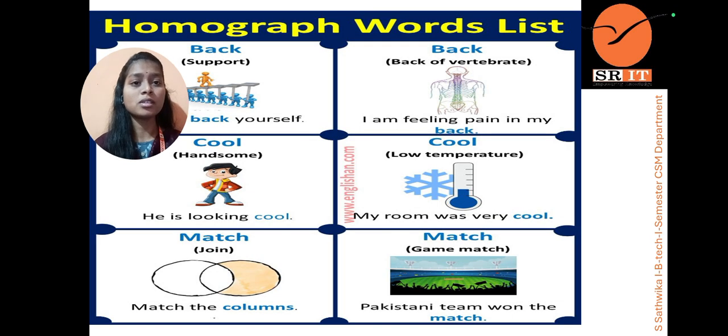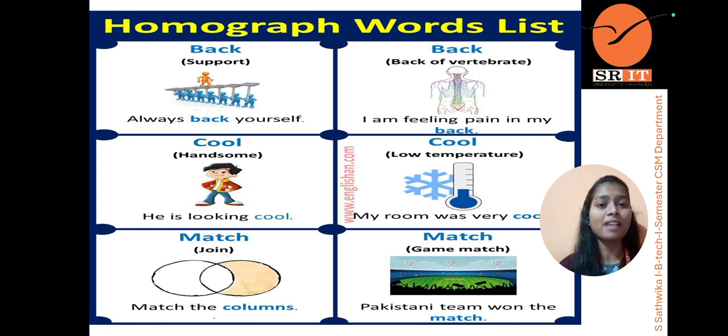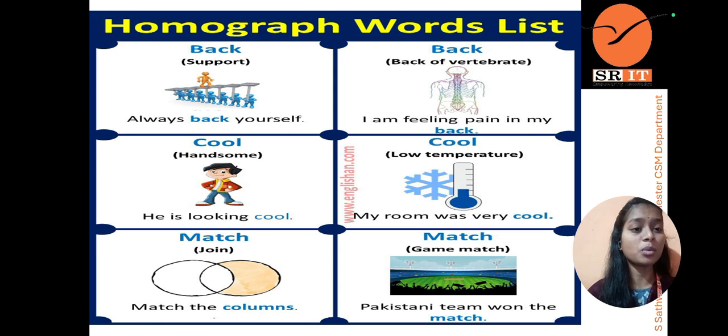The first one is: always back yourself. Here, the meaning of back is to support. And the second is: I'm feeling pain in my back. Here, the meaning of back is the back of a vertebrate. The second one is: he is looking cool. That means looking handsome. And the second one is: but my room was very cool. It shows the low temperature.